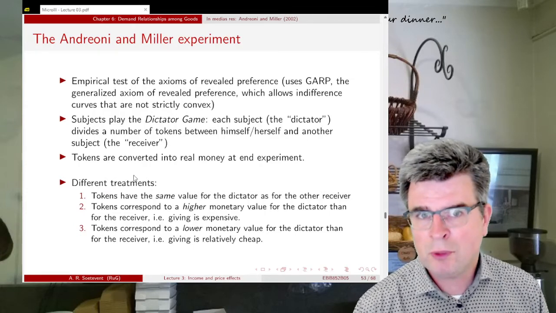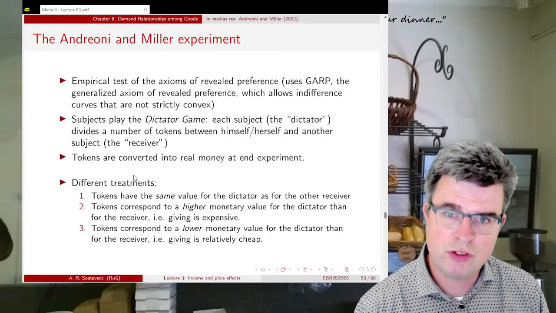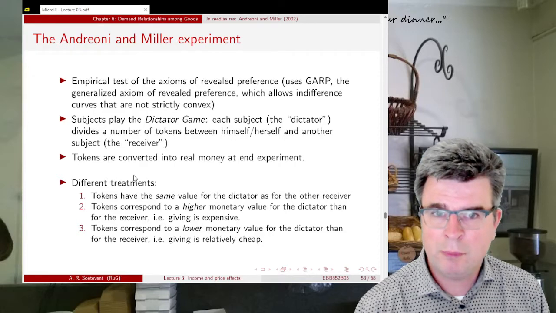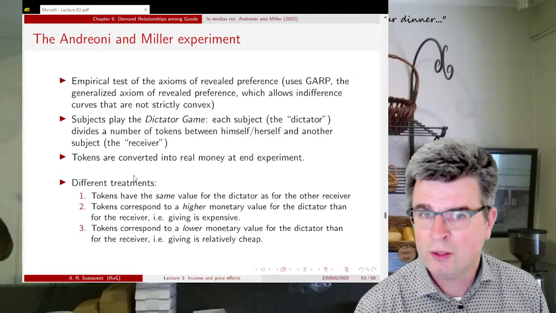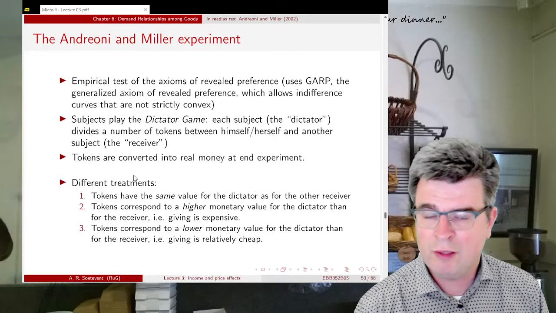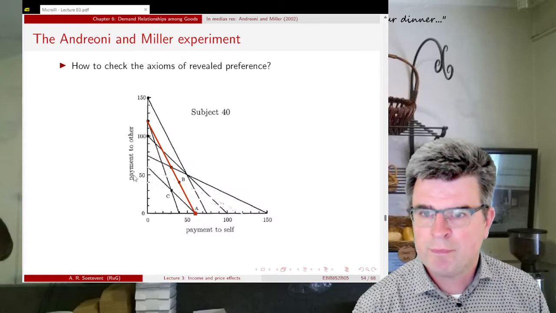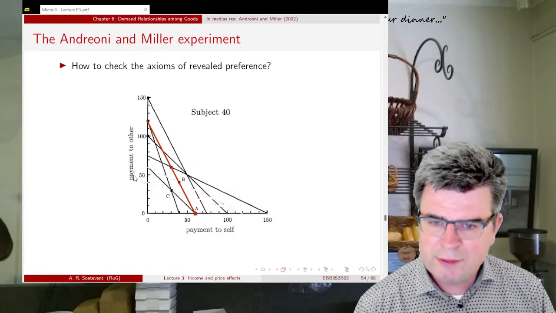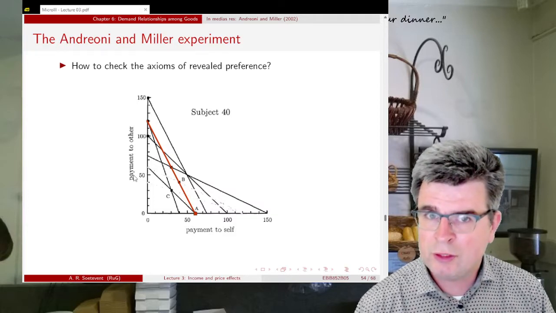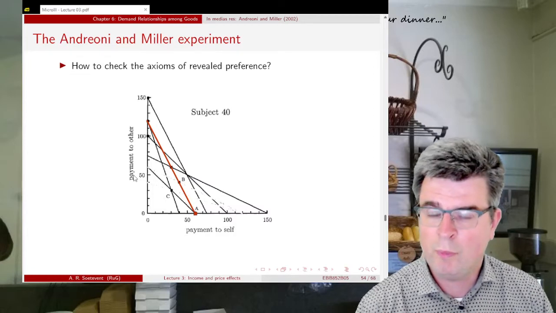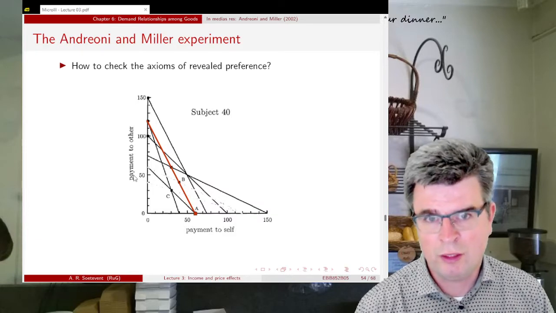So they change the price of giving. And if you change the price of something, if you make something cheaper, then usually people should buy more of it. Does it also hold for giving, donating money to others? If it becomes cheaper, do people start donating more money to other people? Now, how do they check this? They have different subjects and they investigate whether the subjects behave rationally, so whether their choices can be represented by one of the common utility functions.